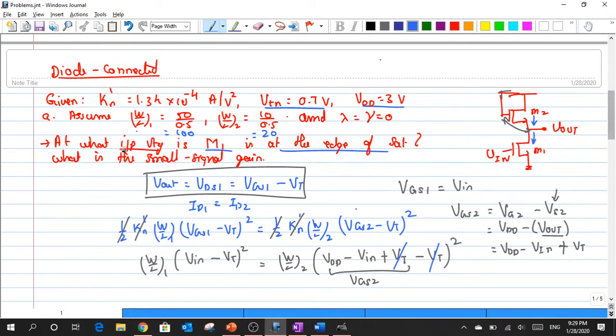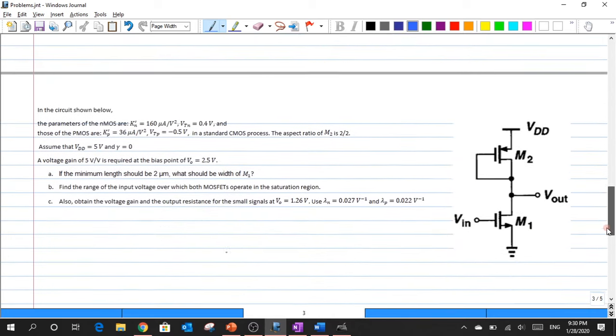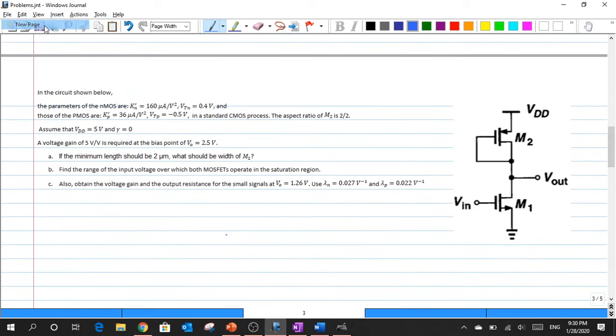So now that we have computed the first calculation, where we are asked to compute the input voltage, the second part of this question is to identify the small signal gain at that particular region, right? So let me try to add one more page here.